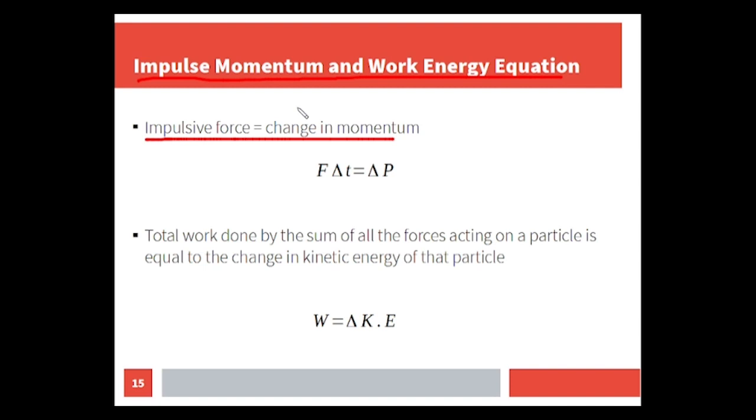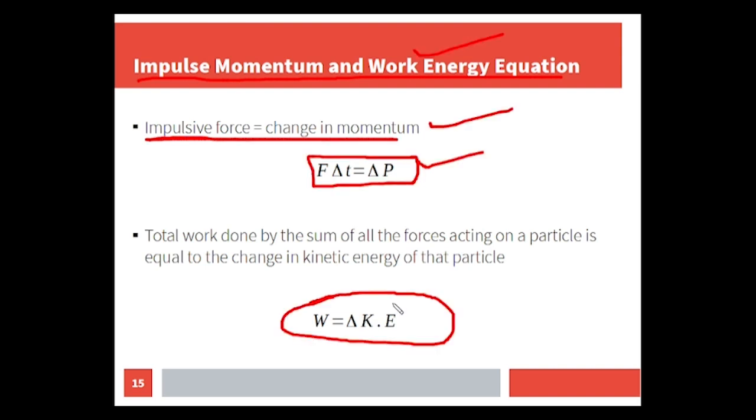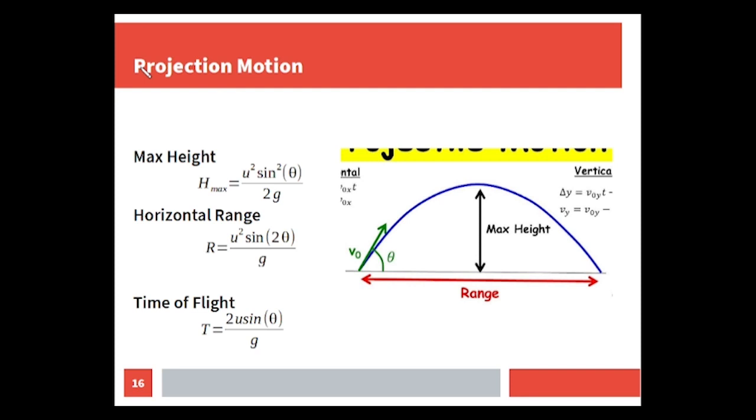It's a conceptual equation. Now, the work-energy theorem is the next basic equation. The work done by all forces is equal to the change in kinetic energy. So simply, the work done is nothing but the change in kinetic energy. This was the conceptual description, so we just need to understand this equation. Let's move on. Next is projectile motion.